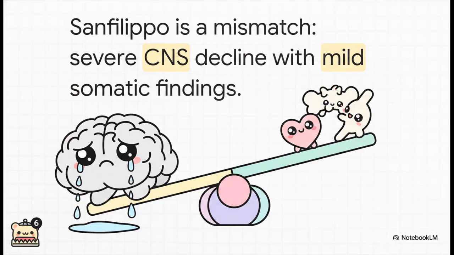Here is exam trap 6. Sanfilippo syndrome, or MPS III, is the classic mismatch vignette. It presents with severe behavioral and CNS deterioration, but with very mild somatic or skeletal findings. Examiners exploit this disproportionate presentation to make sure you're analyzing the full clinical gestalt, preventing you from just pattern matching based on coarse facies alone.